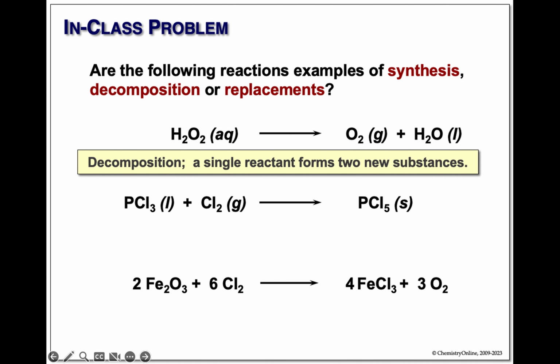I put this next one on an exam once. A whole lot of people missed it. They said this was single replacement because we have an element and a compound, but a single replacement must yield an element and a compound. If we just have a compound, this is nothing more than a simple synthesis.